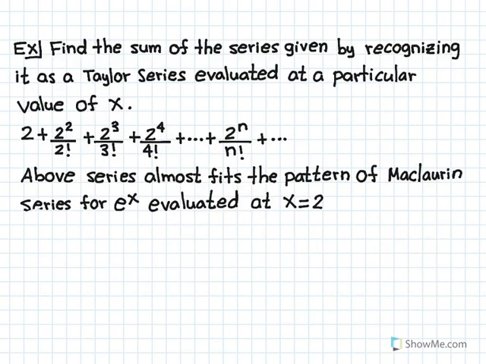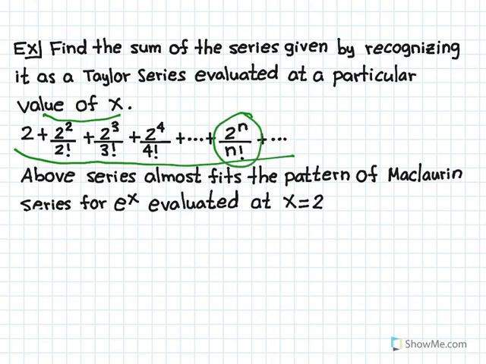All right, let's look at another question. Find the sum of the series given by recognizing it as a Taylor series evaluated at a particular value of x. So we're given 2 plus 2 squared divided by 2 factorial plus 2 cubed divided by 3 factorial plus 2 to the 4th divided by 4 factorial and so on. And a general term is 2 to the power of n divided by n factorial.